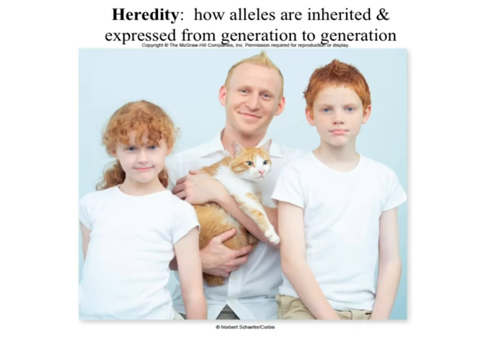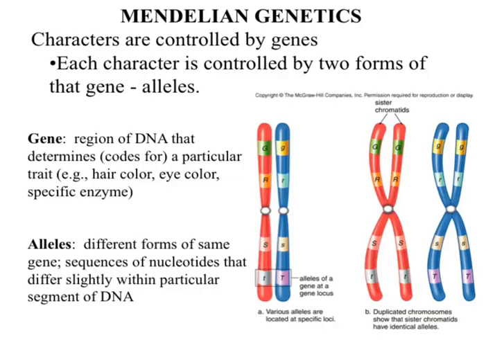Because of Mendel's investigations, he is known as the father of heredity, which is how alleles, the alternate forms of the genes, are passed along and inherited from one generation to the next. As we see here with this family, traits are being passed along, such as hair color. And these traits are each found on the homologous chromosome pairs.